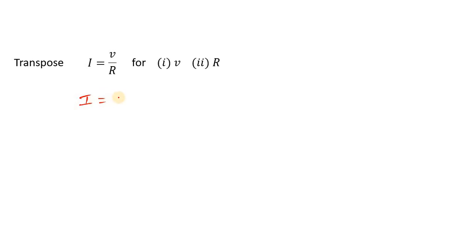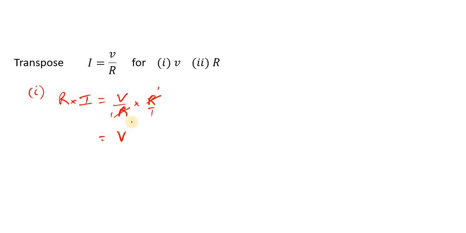So we have I equals V over R. Now, in order for us to make V the subject, we will need to look at how R is connected to V. And R is connected to V by division. So to remove R, which is in the denominator, as a divisor, we'll multiply both sides by R. Now what this does, it allows us to cancel R on the right-hand side.